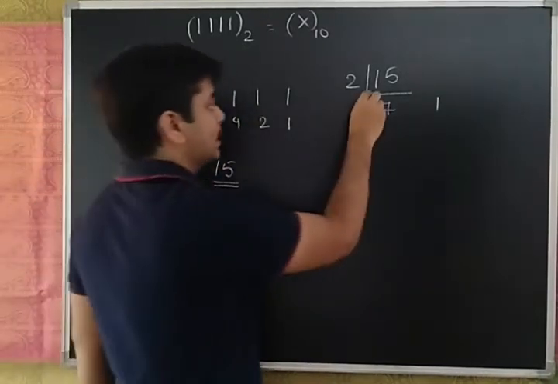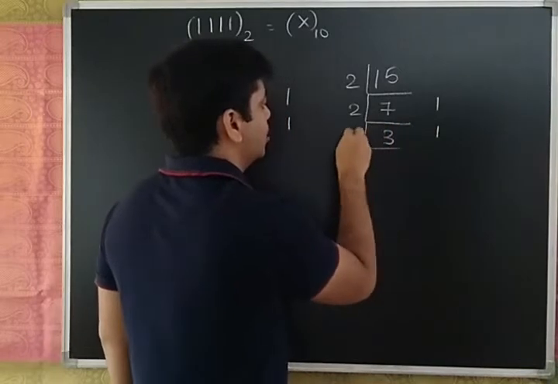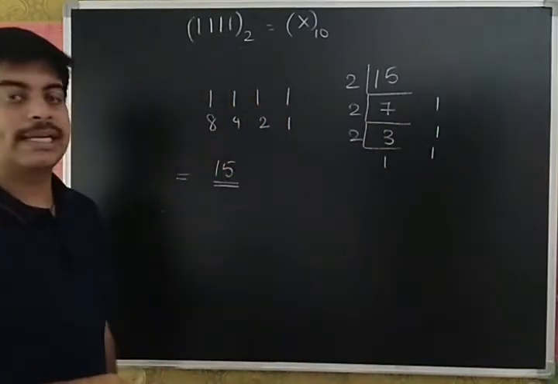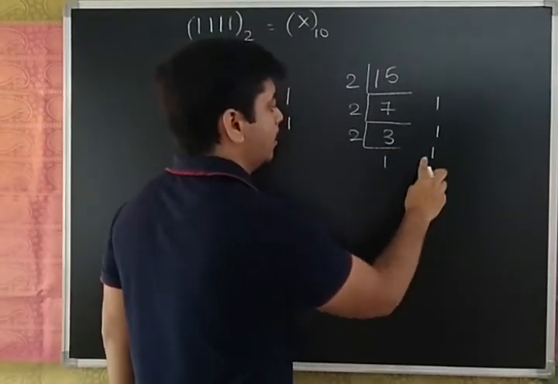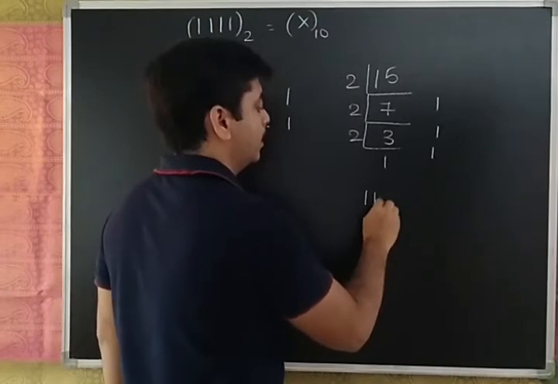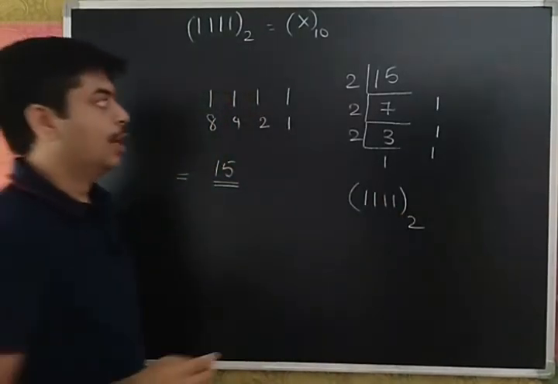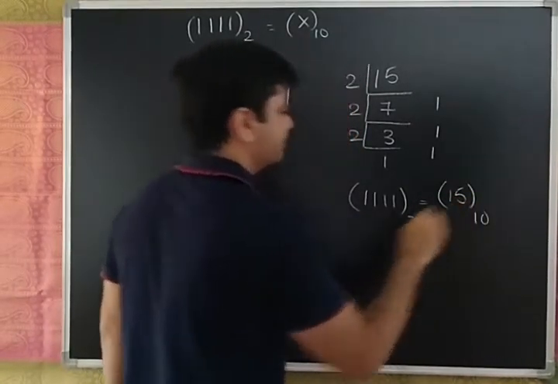Okay. Once again with 2. 2 3s are 6. Once again the remainder is 1. 2 1s are 2. Once again the remainder is 1. Correct. So starting from here, top to bottom: 1 1 1 1. That is the equivalent binary number for 15 in the decimal system.